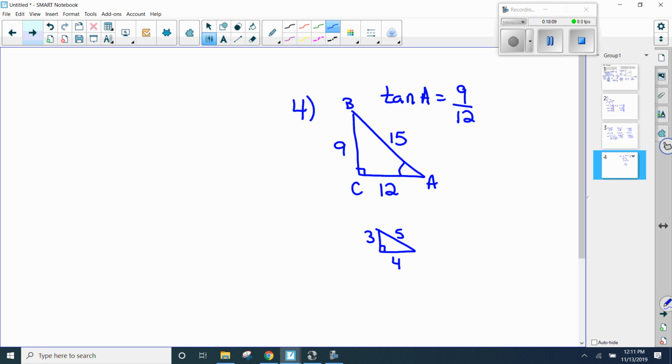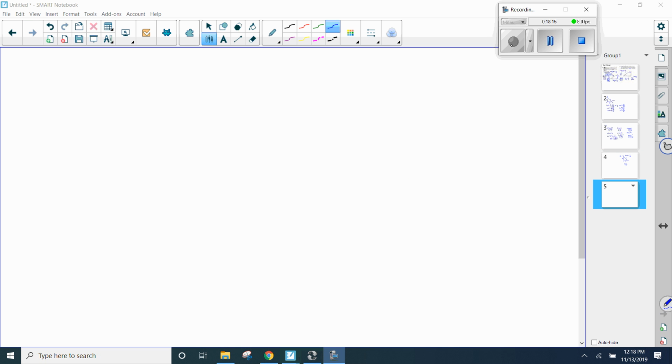Secant looks like cosine spelled backwards with a different vowel. So flip to the very, very last page. I like the back. Find the last, okay, the front of the back.